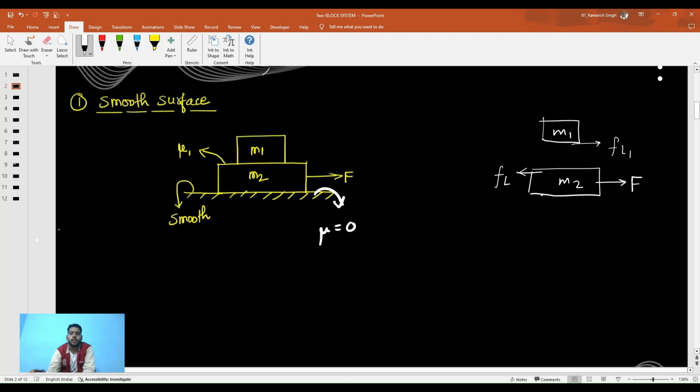Interestingly, we are assuming that there is no slipping between the two blocks. To consider it, we can say that they are moving in a particular direction.